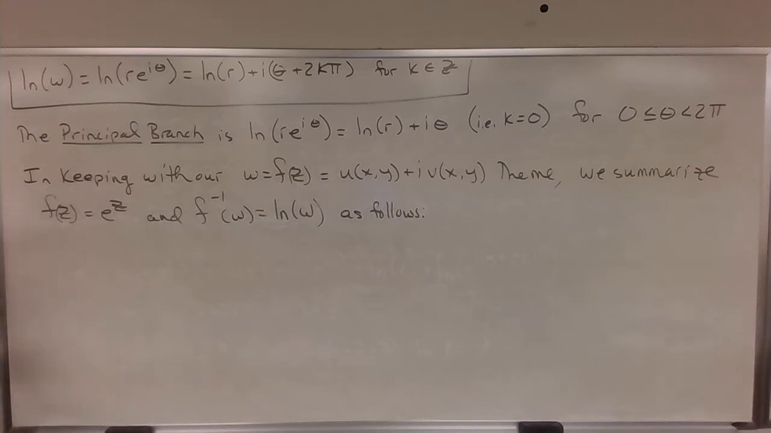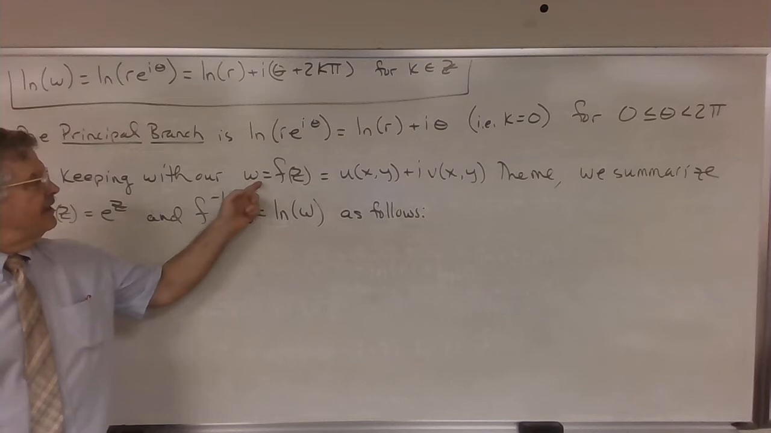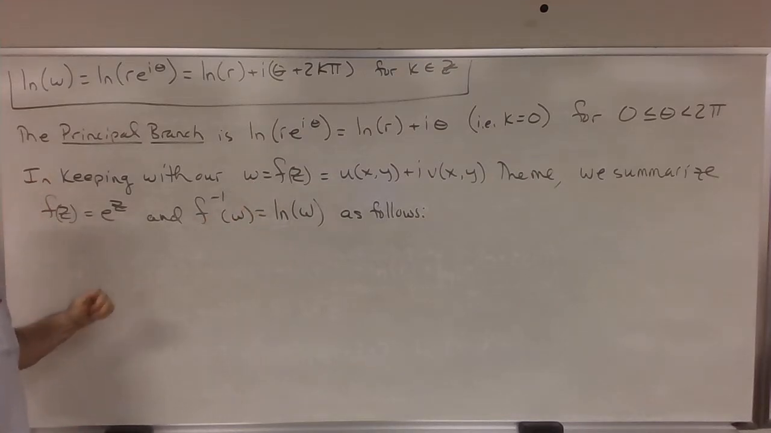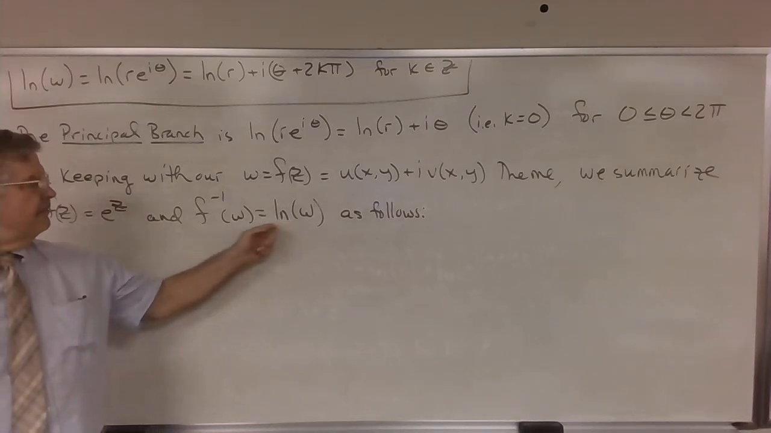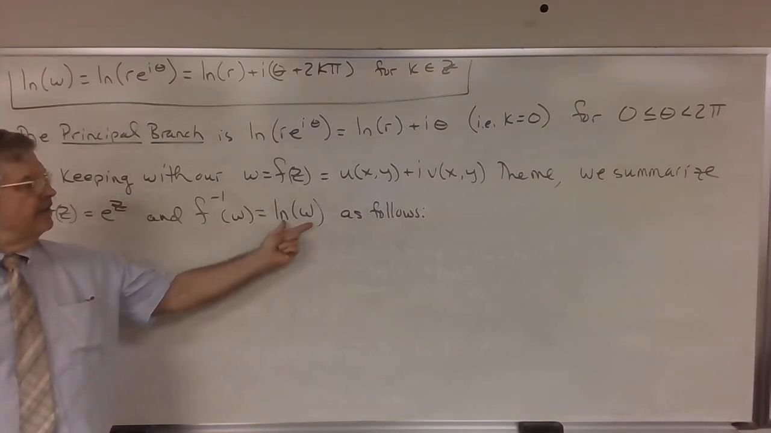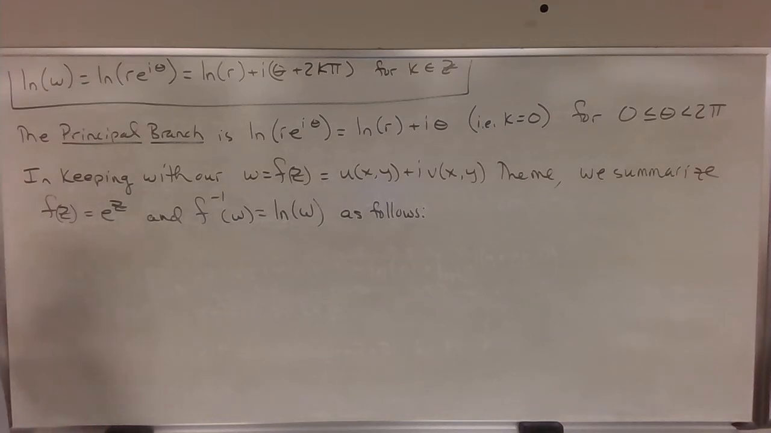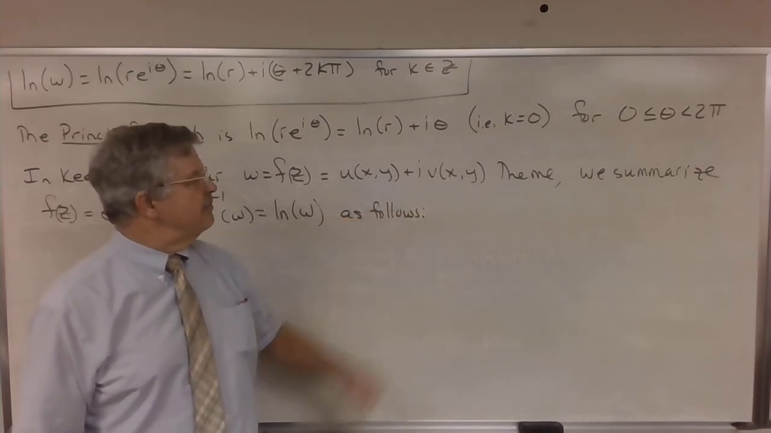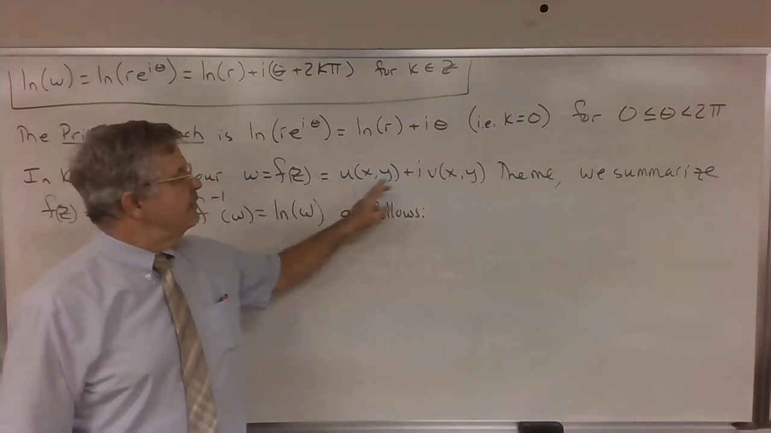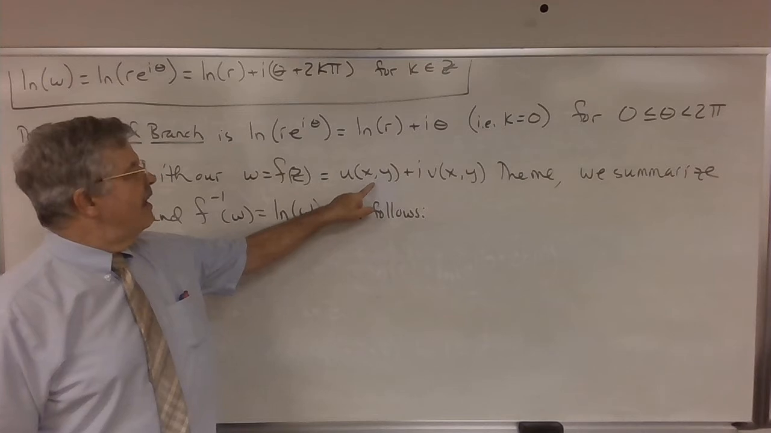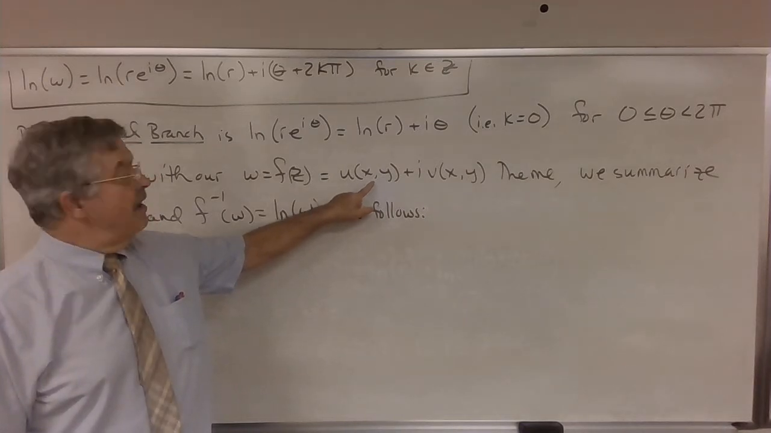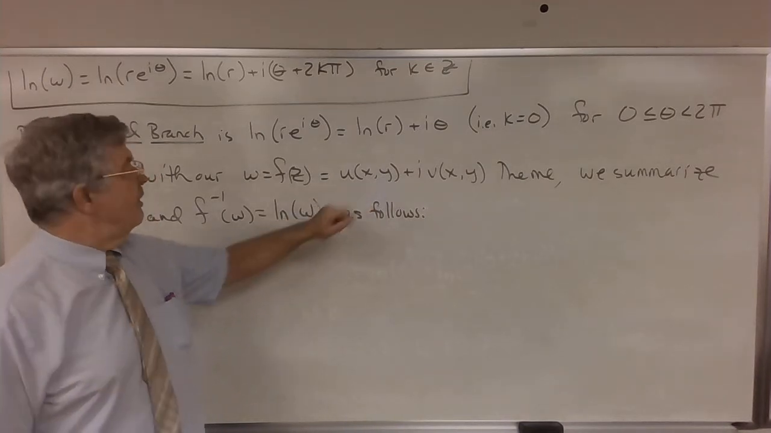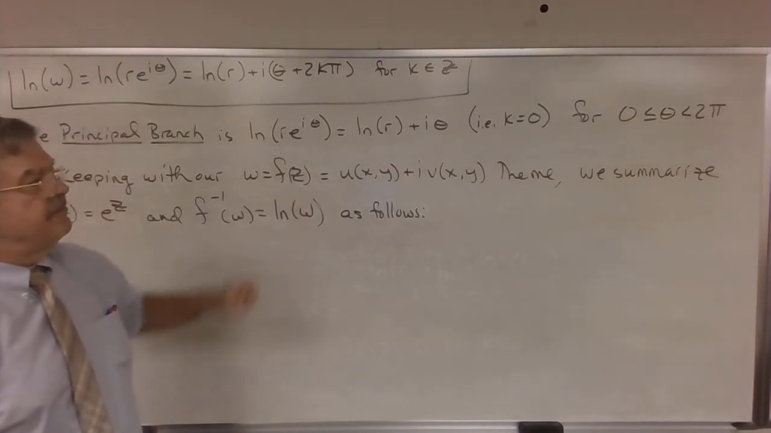What we really want to do or focus on at this point is looking at the exponential function, f of z equals e to the z, and the logarithm function, f inverse of w is the logarithm of w, as being functions that have a real part and an imaginary part. And both the real and imaginary parts are functions of the real and imaginary parts of the original variable z.